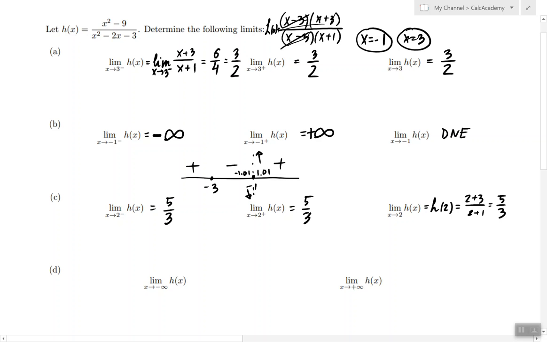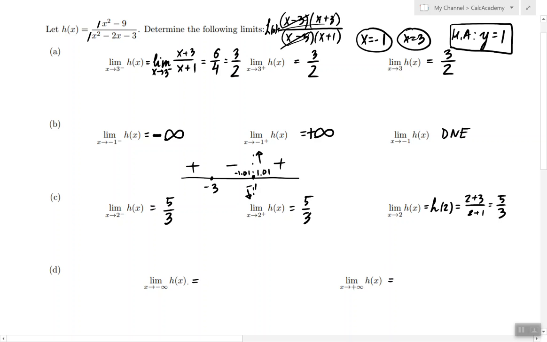Now, what about the limits at infinity and negative infinity? Well, we know that this rational function has a horizontal asymptote y equals 1. We know that from the fact that the degree of the numerator and denominator is the same. Therefore, the horizontal asymptote is simply the ratio of the leading coefficients. So since this function has a horizontal asymptote y equals 1, that type of behavior can be described using limits the following way.